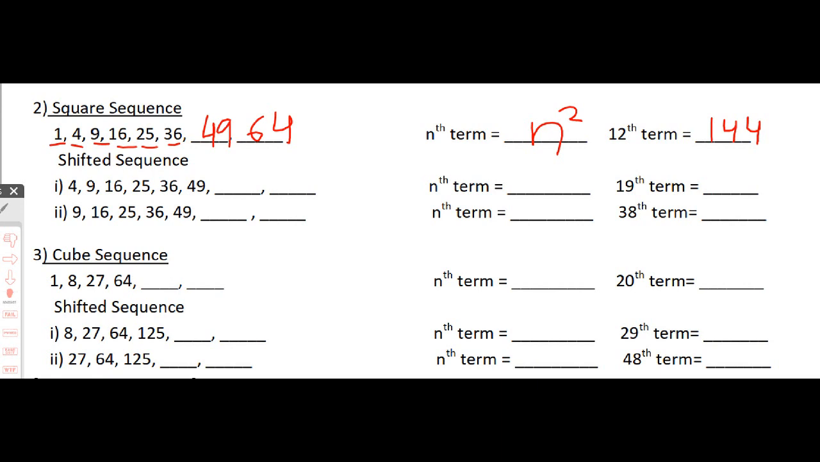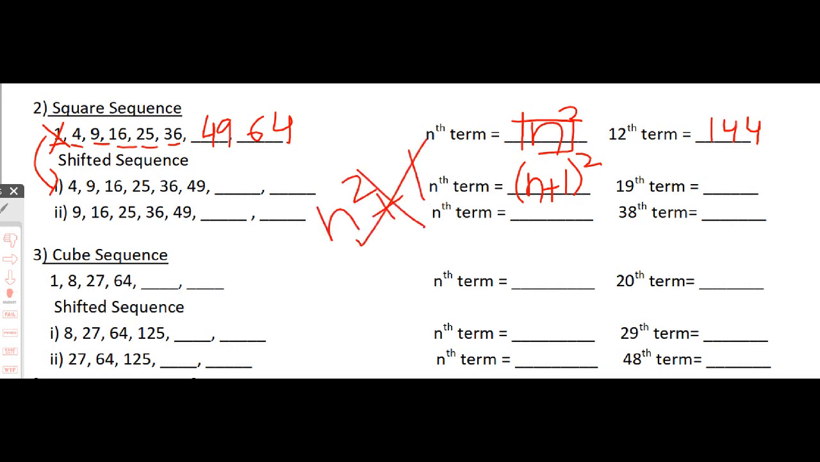Now let's shift this sequence. I have removed one number from the original sequence, so what will happen, instead of this n, I'll write n plus 1 because I've removed one number. So I write (n plus 1) whole square. Remember, it's whole square and not n square plus 1. This will be wrong.